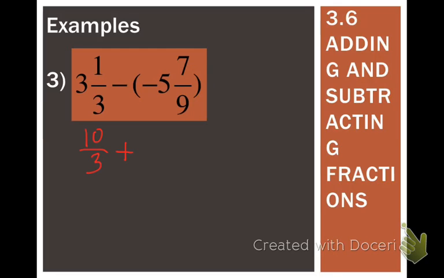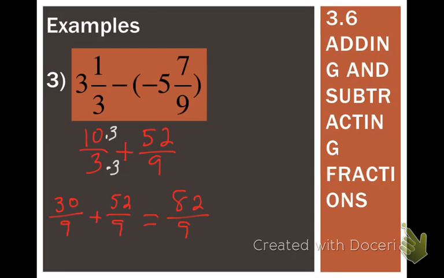So 9 times 5, 45, plus 7, 52 ninths. The thing I like about this problem is the common denominator I can change them both into is 9. That's really nice because the second one I don't have to change. So the first one I just have to times this by 3, which means I got to times that by 3. So my new fractions are 30 ninths plus 52 ninths. Easy. 30 plus 52 is 82 ninths.